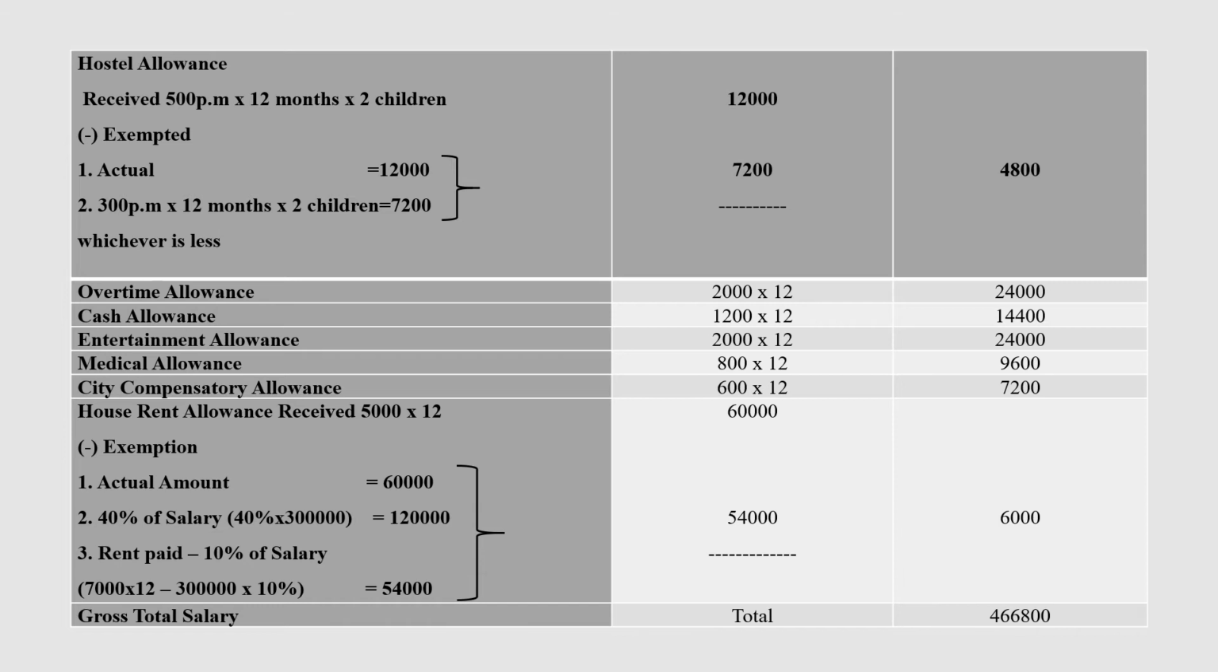So from the amount actually you're receiving, 60,000, you minus 54,000, you will get 6,000 as taxable HRA. 54,000 is the exempted amount. From the amount you receive, you minus the exempted amount 54,000. The remaining will be taxable. So 6,000 is taxable. Now you go in for adding the entire final column, the last column. You add everything, then you will get your gross total salary. So your gross total salary is going to be 4,66,800.